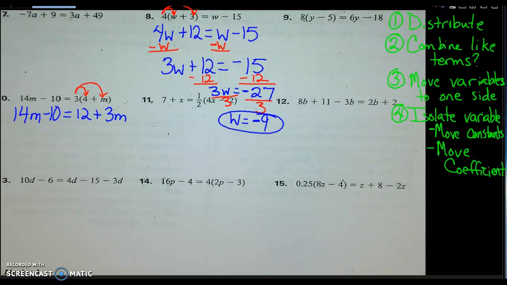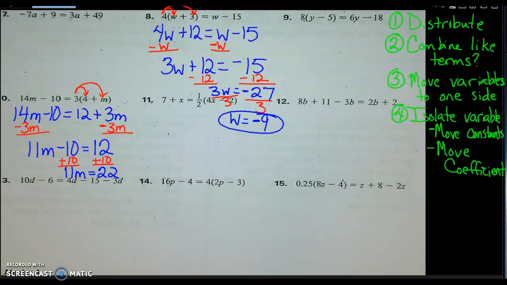Do I have to combine like terms? No. Moving the variables though. I'm going to choose to move 3m because it has the smallest coefficient. So I subtract 14m minus 3m. That's going to give me 11m minus 10 equals 12. Moving the constant. Plus 10 plus 10. That's going to give me 11m equals 22.